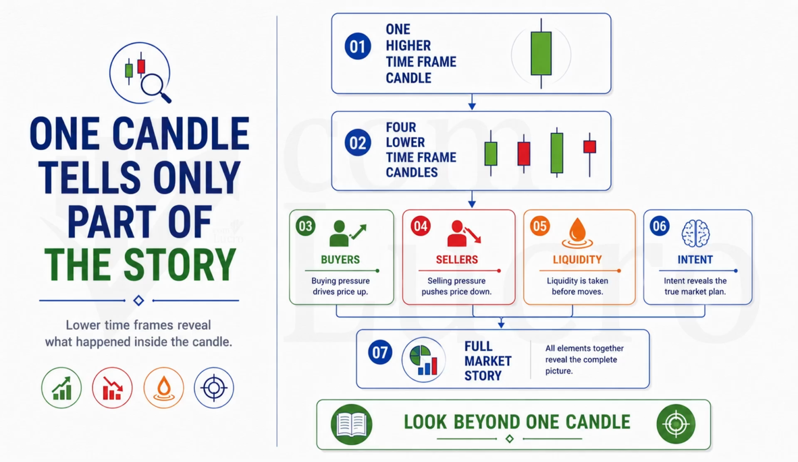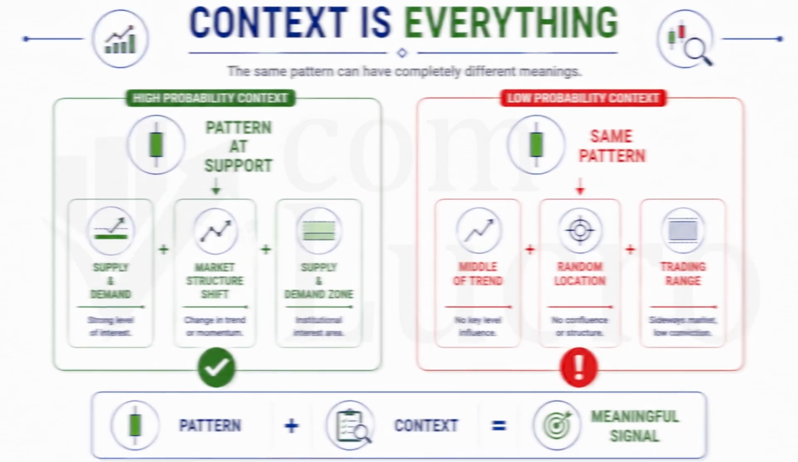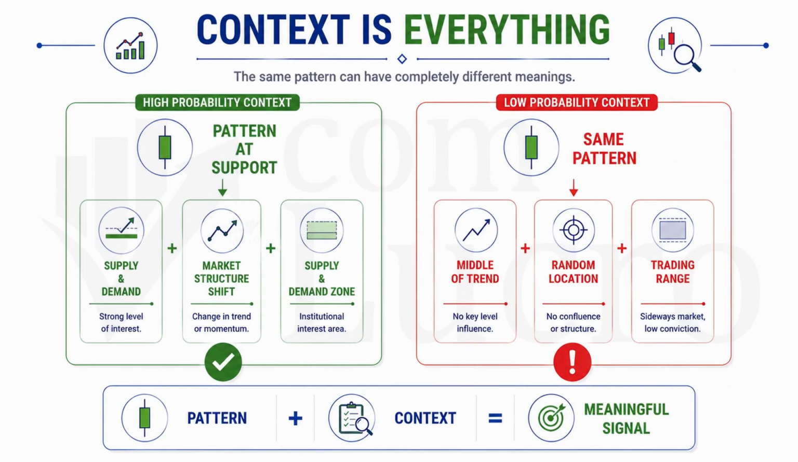A single candle on a higher time frame is often made up of many candles on a lower time frame, each revealing additional information about buying pressure, selling pressure, liquidity, and market intent. Looking beyond the individual candle helps traders understand what is really happening beneath the surface. Equally important is where a candlestick forms within the overall market structure. A pattern appearing near a major support or resistance level, inside a supply or demand zone, or after a clear market structure shift carries far more significance than the same pattern forming randomly in the middle of a trend or trading range.